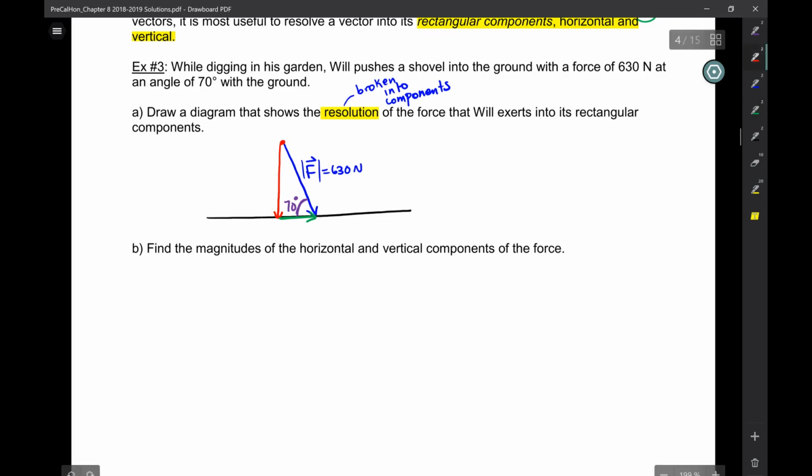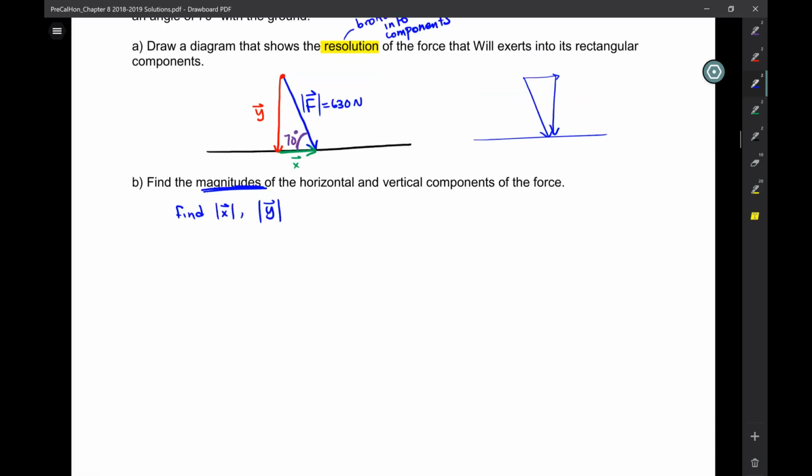We're going to label now. This vertical, we usually call it the Y vector. And guess what this is called, guys? X vector. So again, just to repeat, it could also be drawn this way. Now it says to find the magnitudes of the horizontal and vertical components of the force. So we have to find the magnitude of X and the magnitude of Y.